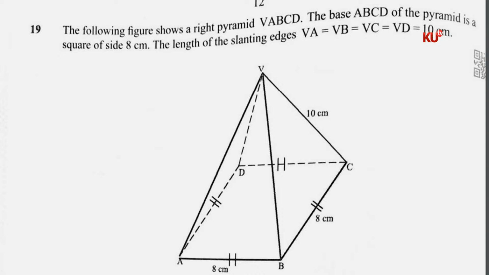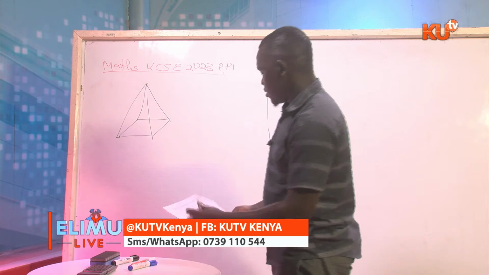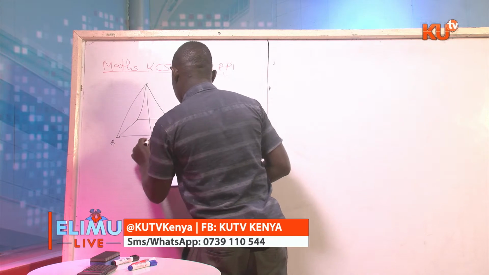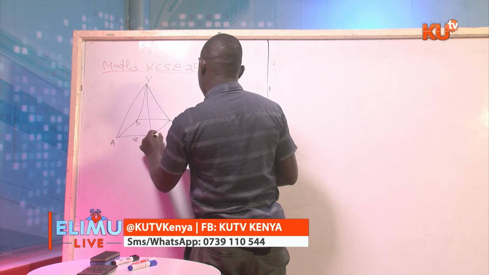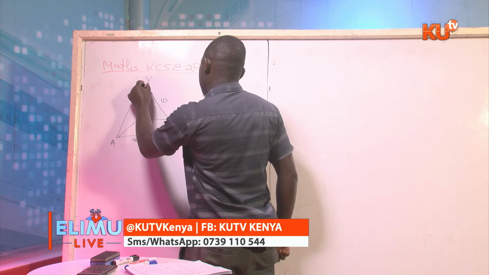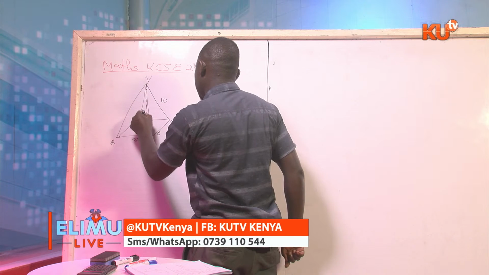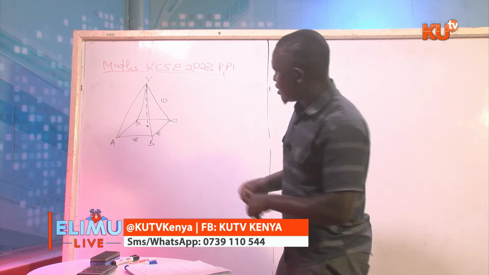Now, with that one, you will learn that if this is just a rough sketch of it, and it is of that manner, this is maybe A, B, C, D. This is my V. This is 8, 8, 10. They want the vertical height of the pyramid, this distance from the apex here to the center of the base here.